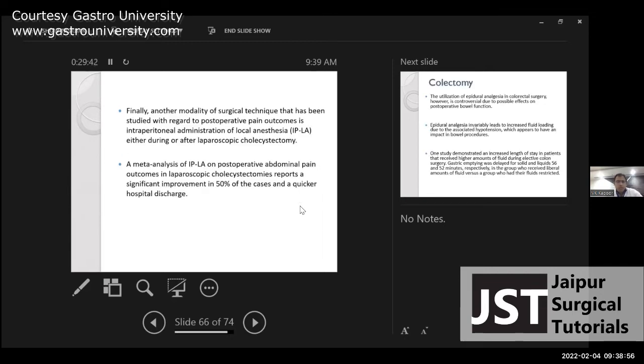Finally, another modality of surgical technique that has been studied in regard to post-operative pain outcome is intraperitoneal administration of local anesthetic, either during or after laparoscopic cholecystectomy. A meta-analysis of intraperitoneal local anesthesia in laparoscopic cholecystectomy on post-operative abdominal pain reports a significant improvement in 50% of the cases and quicker discharge.